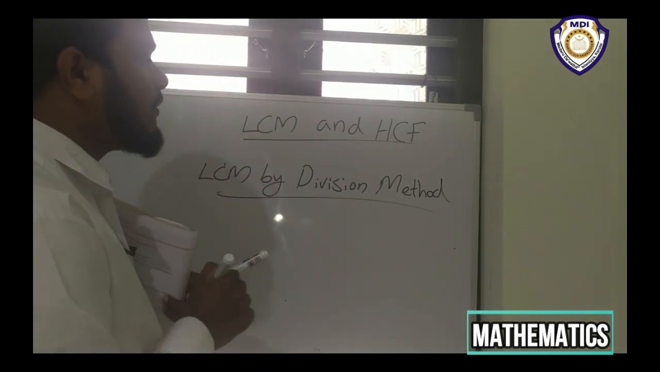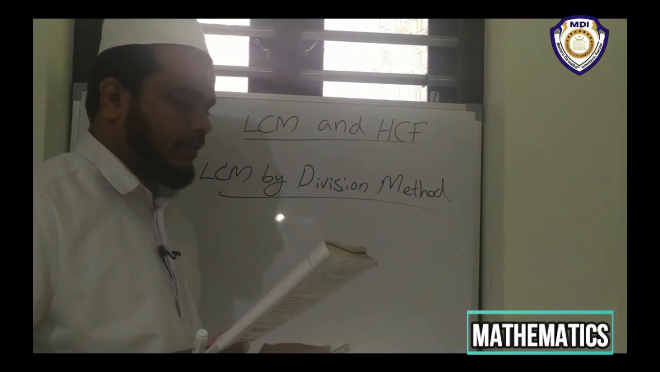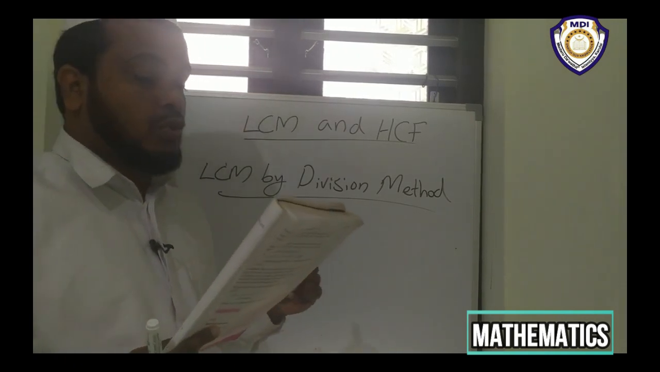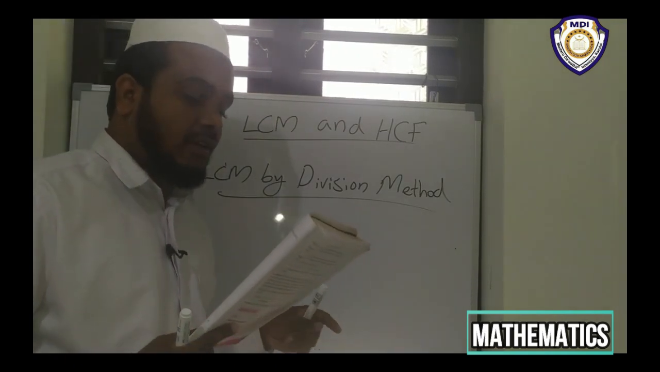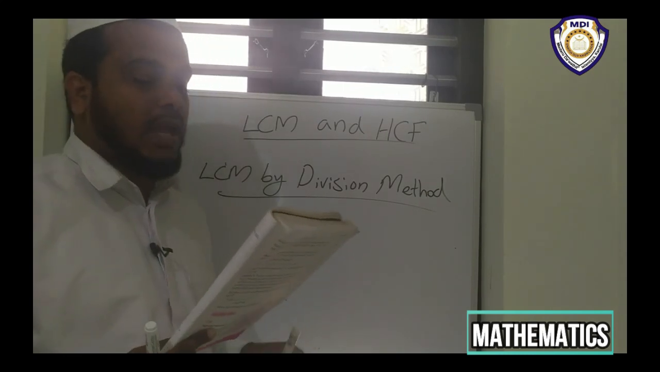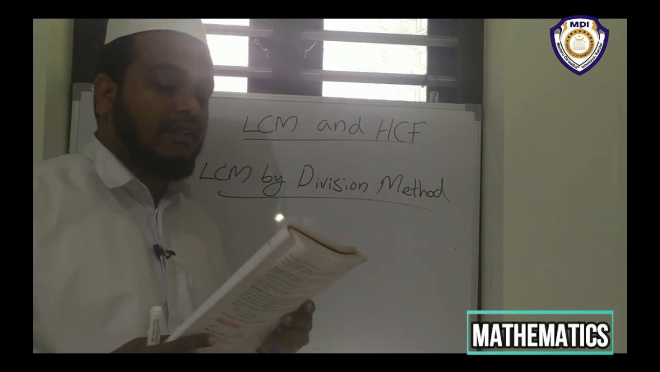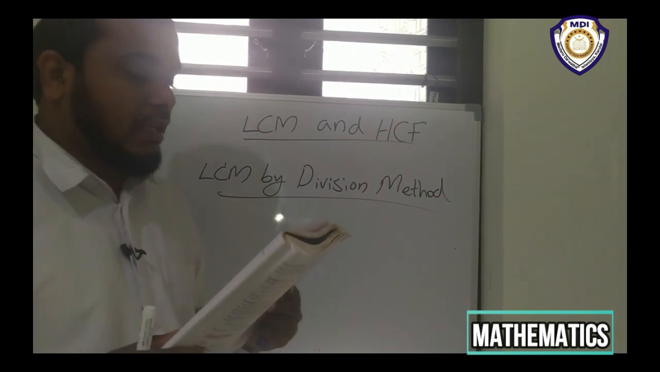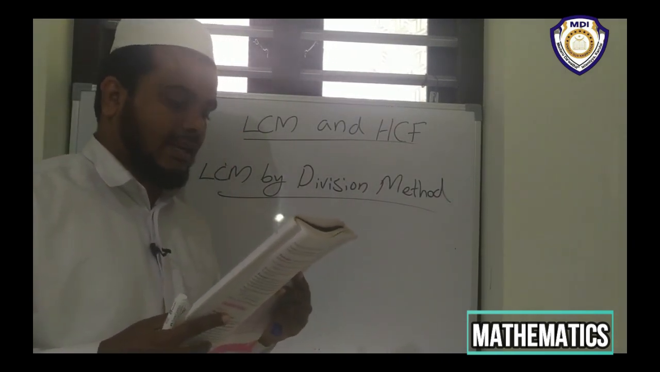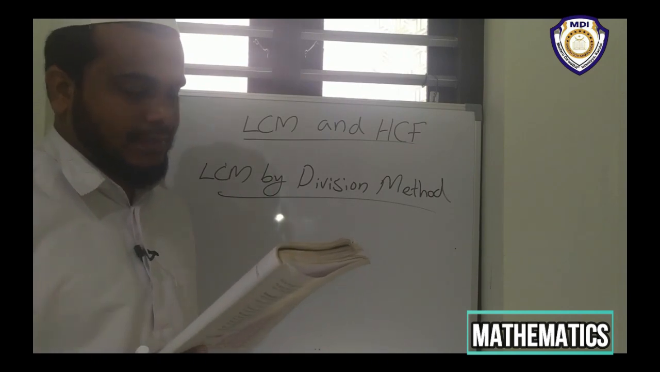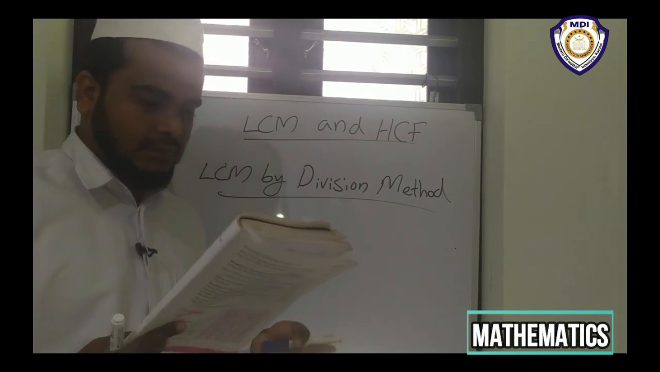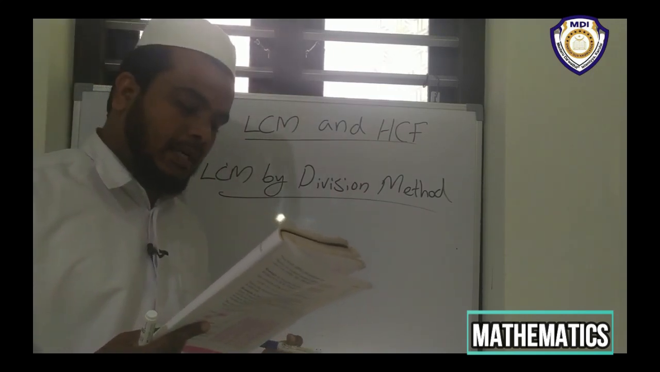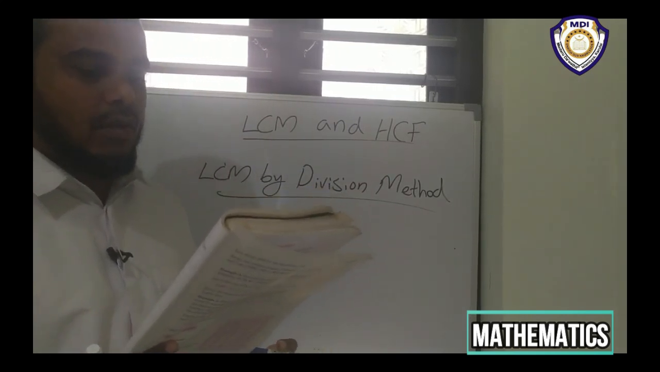LCM by division method. What is here? Find the LCM of 225, 375 and 600. Let us find the factors of the numbers 225, 375 and 600. There are several steps. Very simple method.